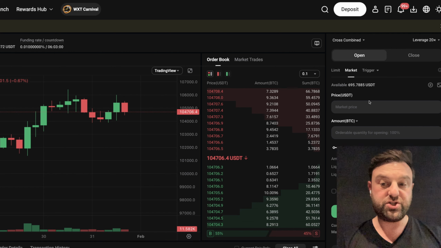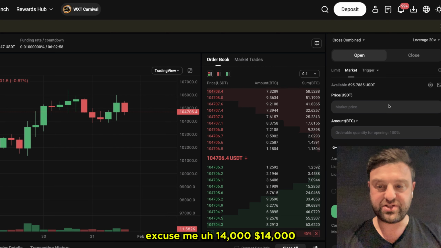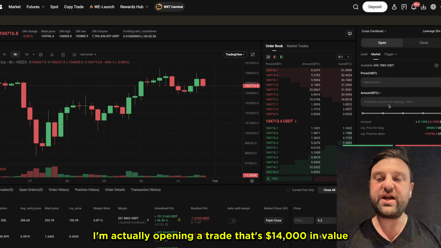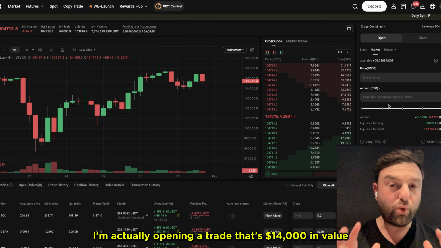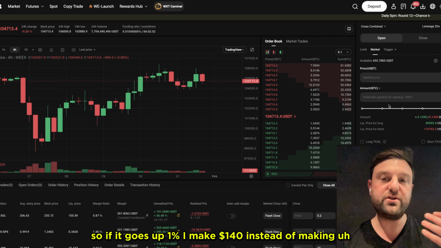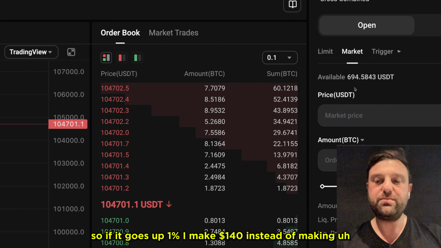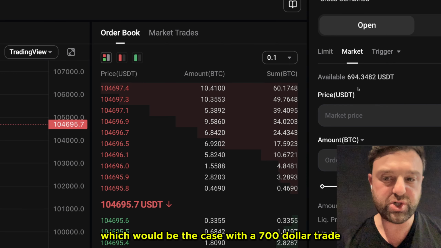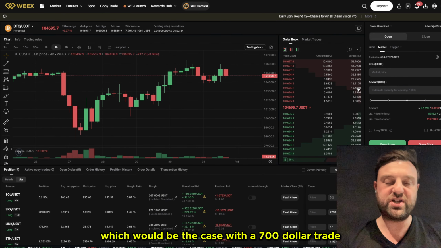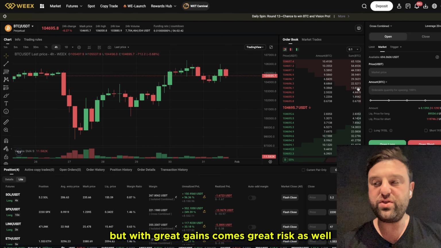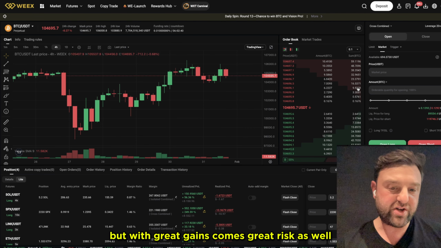The cost is 700, but I'm actually able to use 0.13 of a Bitcoin, which is about, excuse me, $14,000. So I'm actually opening a trade that's $14,000 in value. So if it goes up 1%, I make $140 instead of making $7, which would be the case with a $700 trade. That's the power of leverage. But with great gains comes great risk as well.